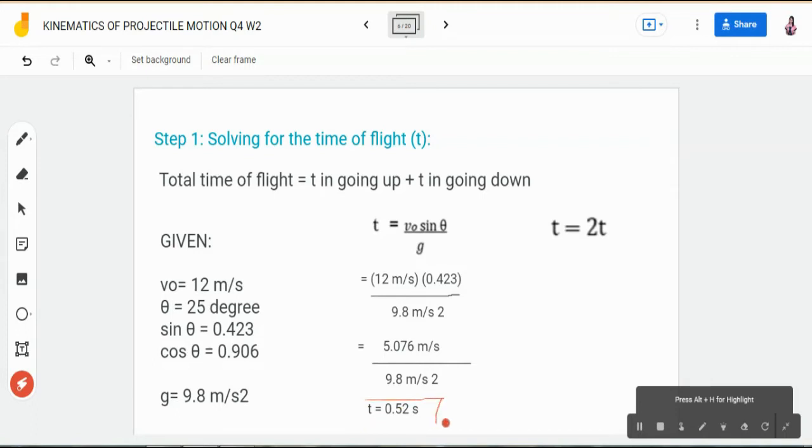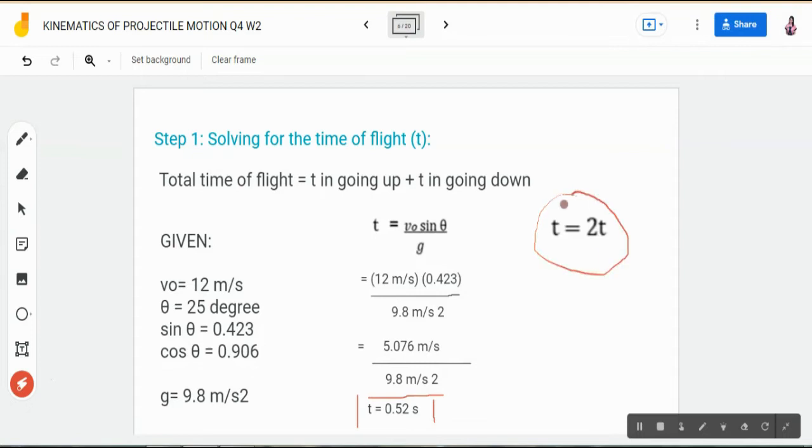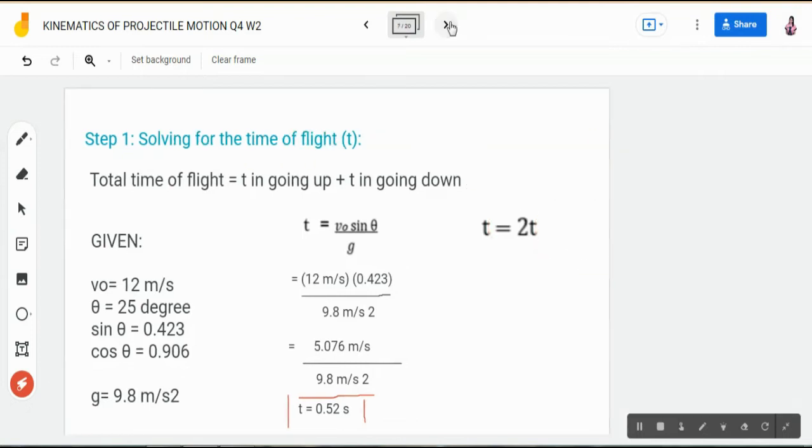But remember na hindi pa ito yung ating total time of flight. Ito lang yung time na kailangan natin in order to reach the maximum height. So, box natin siya. But take note na hindi pa ito yung ating final answer. Ito lang yung time to reach the maximum height. So, calculate naman natin itong pangalawang formula para makalculate na natin itong total time of flight.